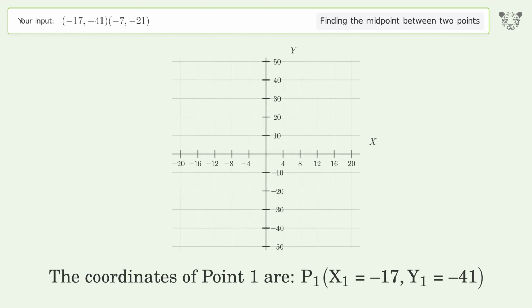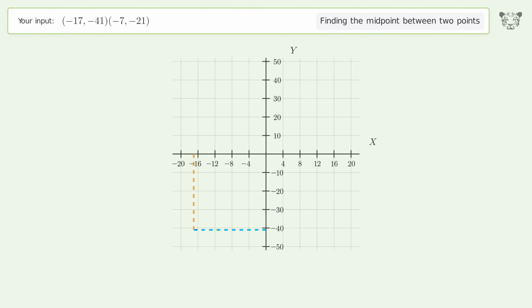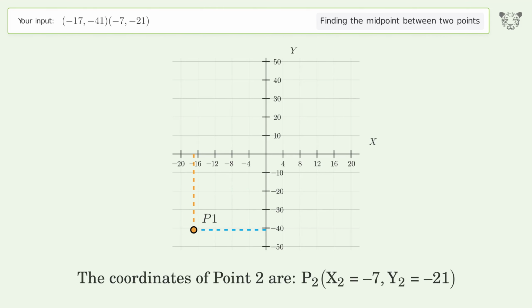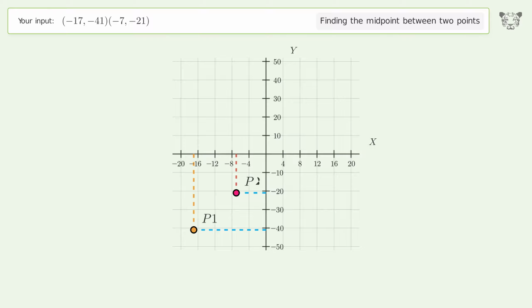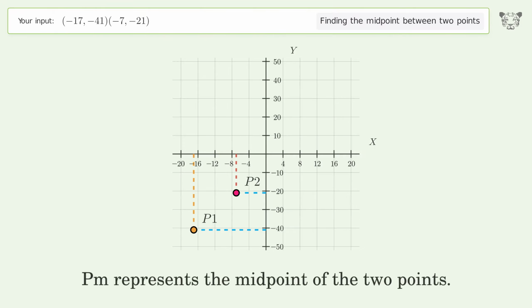The coordinates of point 1 are x1 equals -17, y1 equals -41. The coordinates of point 2 are x2 equals -7, y2 equals -21. PM represents the midpoint of the 2 points.